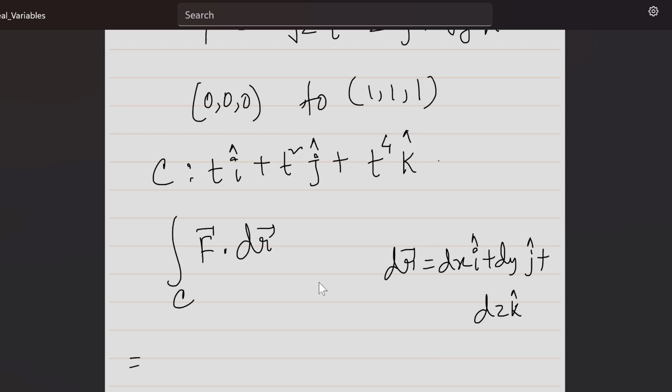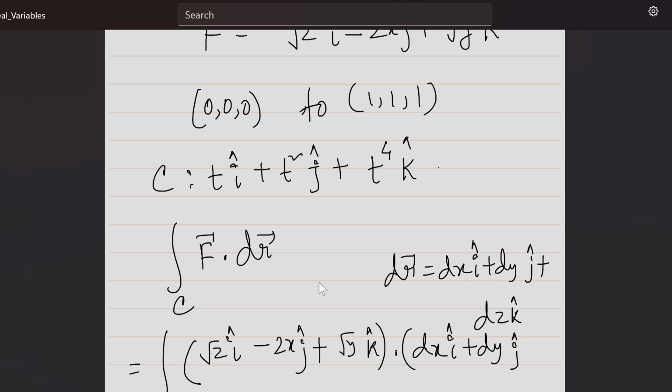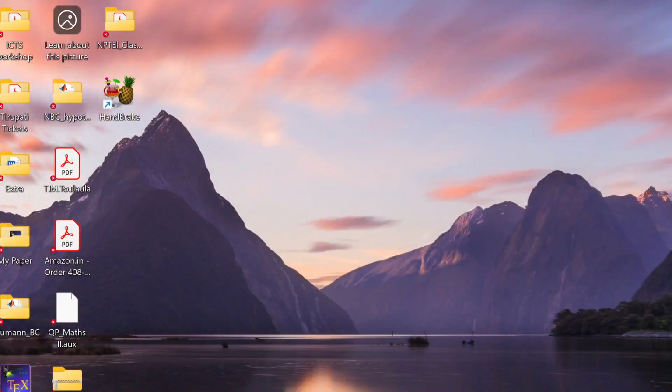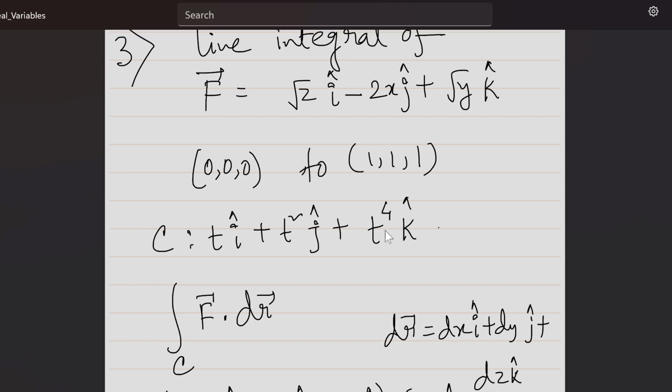Okay. So what is your f vector here? F vector is root z i minus 2xj plus root yk dot dx i plus dy j plus dz k. Okay, so parameterization now I will put. So what is the parameter? Parameter is x equal to t, y equal to t square, and z equal to t power 4.